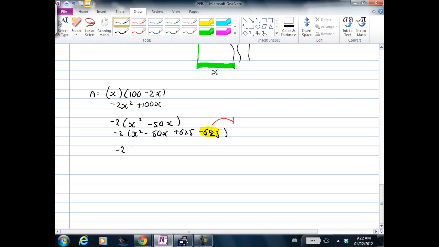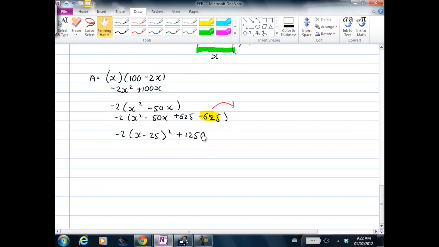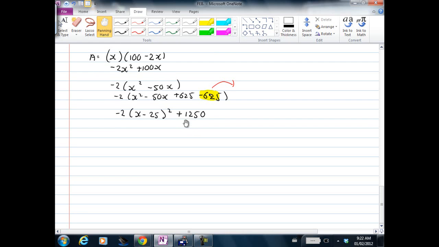And I'm going to use the shortcut technique, so that should be -2 times (x minus 25) squared plus 1,250. A lot of you can get up to here, but if you can't get the answer or don't know what this means, you're going to be in trouble. You're going to say max area is 1250. It occurs when x equals 25. Just like the time the spider can jump this high, it occurs when the spider's time is at a given value.